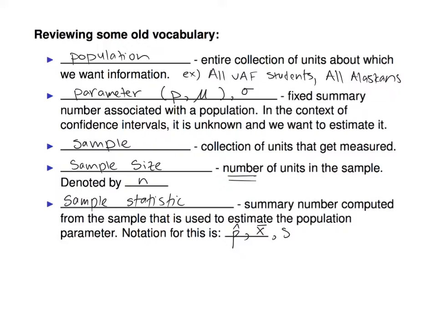In this chapter, chapter 10, we're talking about proportions. This is all proportions. That's why it says estimating proportions with confidence. Chapter 11, we'll talk about means, okay? So for now, just proportions.